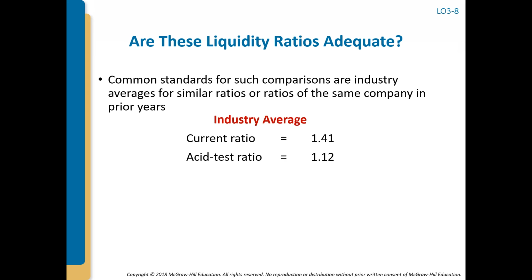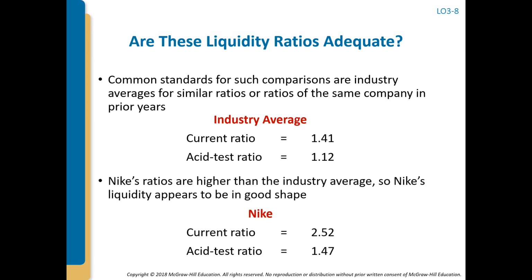Are these ratios adequate? The industry average for the current ratio is 1.41 and the acid test ratio industry average is 1.12. Whereas Nike has 2.52 in comparison to 1.41, and an acid test ratio of 1.47 in comparison to 1.12. It means that Nike's financial position is really good.